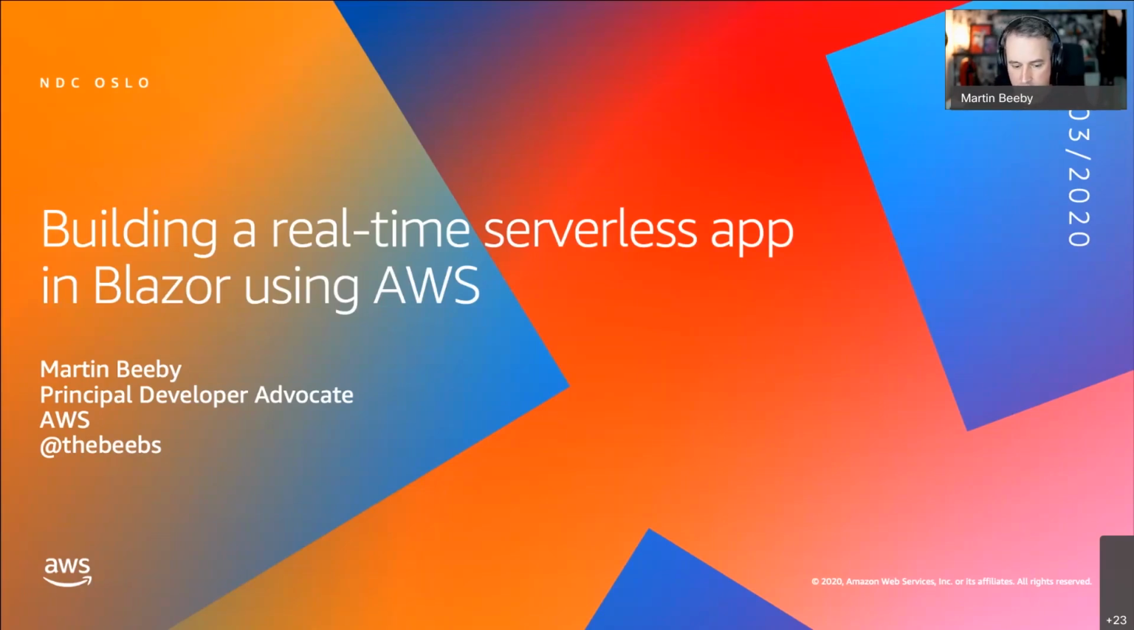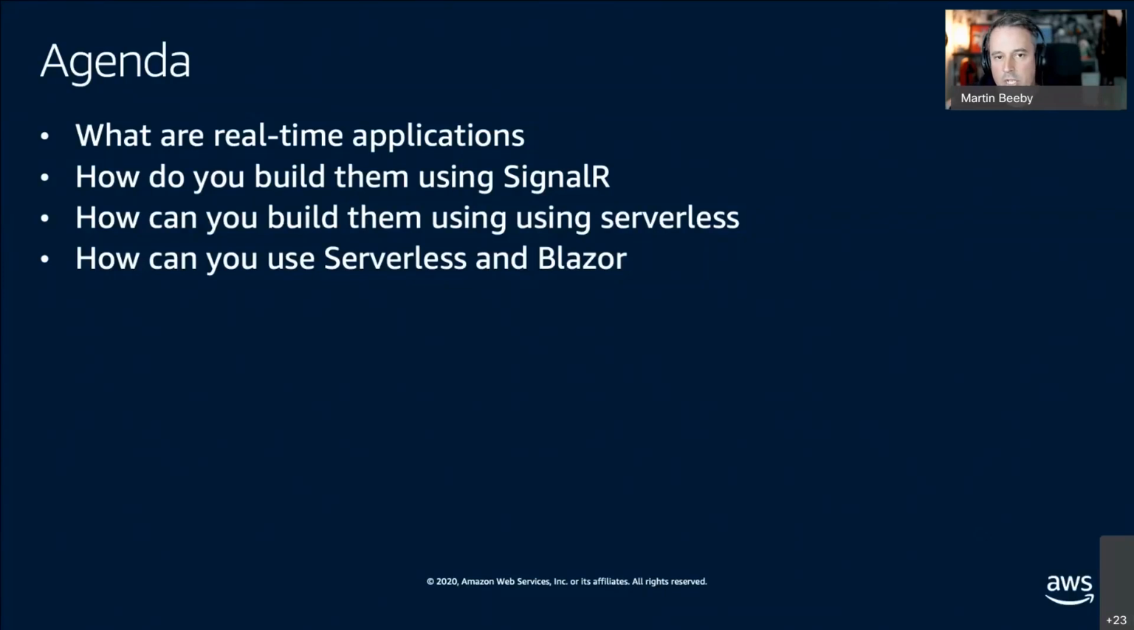So without any further ado, let's talk a little bit about building real-time serverless applications in Blazor using AWS. I'm going to show you what I mean by a real-time application, because there are lots of different definitions for it, so I just want to level set. I'll show you how you could build those sorts of things with SignalR, and then using serverless technology, in particular the Lambda service from AWS using C#.